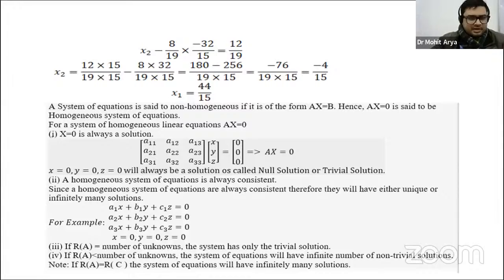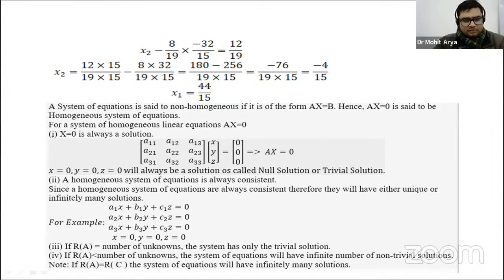For example, we have taken an example. This is a system of equations. If we put x equal to 0, y equal to 0, z equal to 0, then we get the relation 0 equals 0. It means that if all our variables are 0, then this will always be a solution for a homogeneous system of equations.